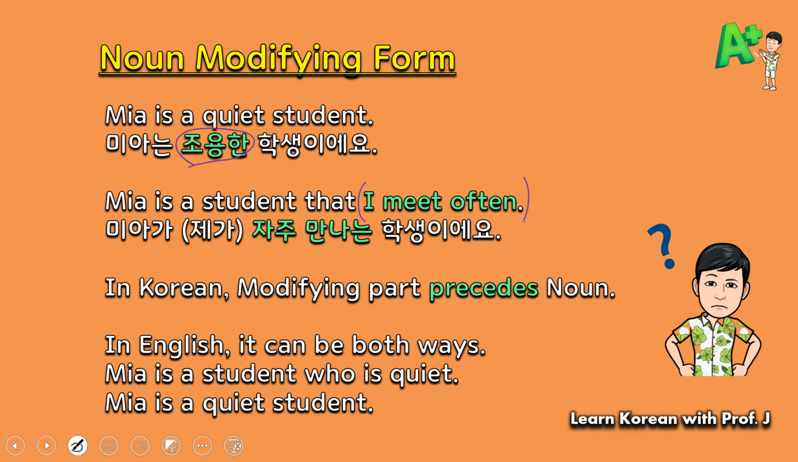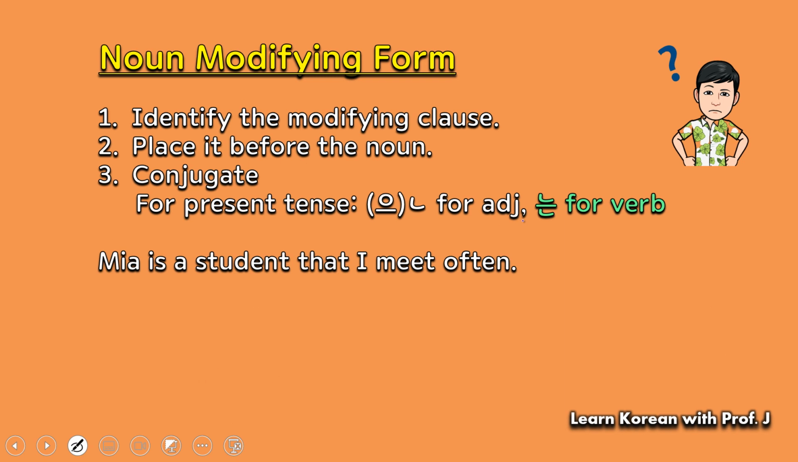So I suggest 3 steps when you want to create noun modifying forms in Korean. First, you need to identify the modifying clause. Then, place it before the noun, then conjugate. For present tense, you need to use 은 for adjective and 는 for verb. Let's apply these 3 steps to translate Mia is a student that I meet often.